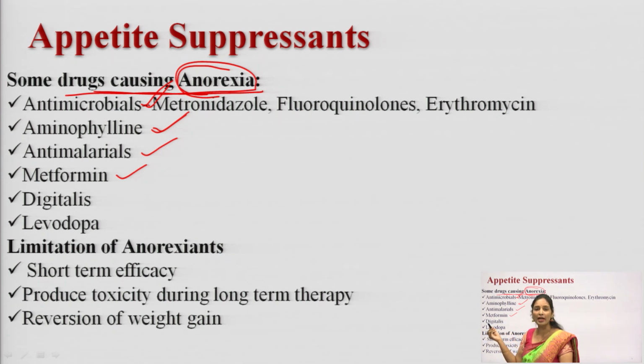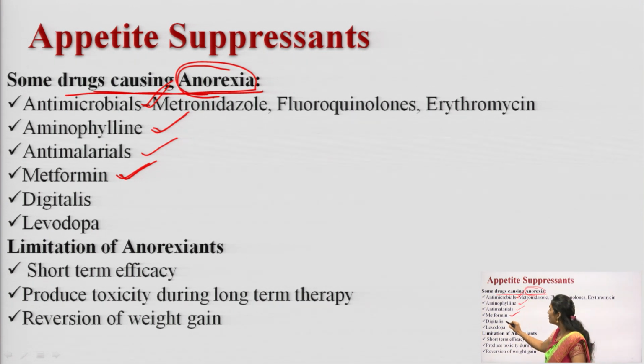Metformin is an anti-diabetic drug. For which purpose are you using this drug? To decrease the glucose level in the blood. To treat the diabetic patient, you will take metformin. It is an anti-diabetic drug. When you take metformin, it will decrease the appetite, it can produce anorexia.